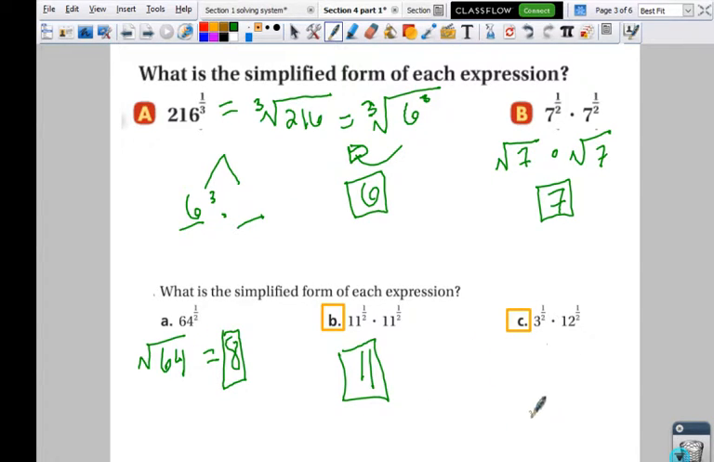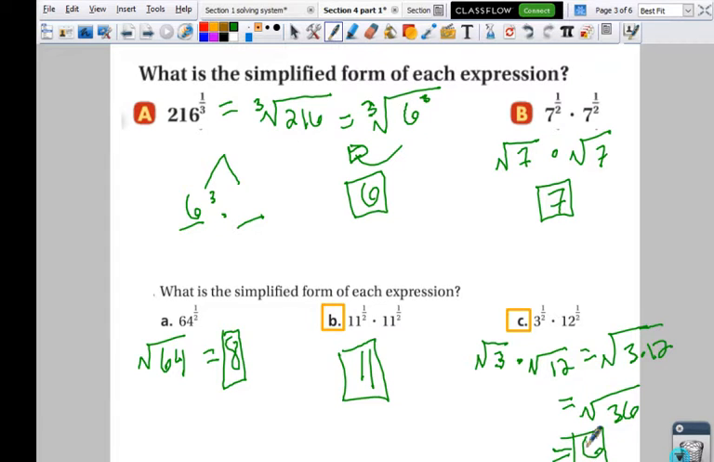Alright, so we are actually going to do part C together. I have 3 to the 1/2 times 12 to the 1/2. If I convert these into radicals, I have square root of 3 times square root of 12, right? Which I know how to multiply together. I can just go square root of 3 times 12, which is square root of 36. What is the square root of 36? 6. It's nice to go back and forth because I can't do 3 to the 1/2 times 12 to the 1/2 in my head, but I can do square root of 3 times square root of 12 in my head. That's a square root of 36, which is just 6.